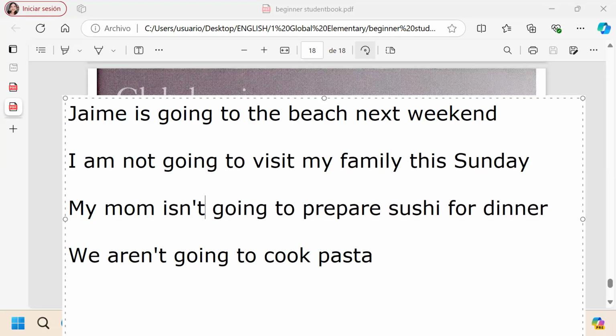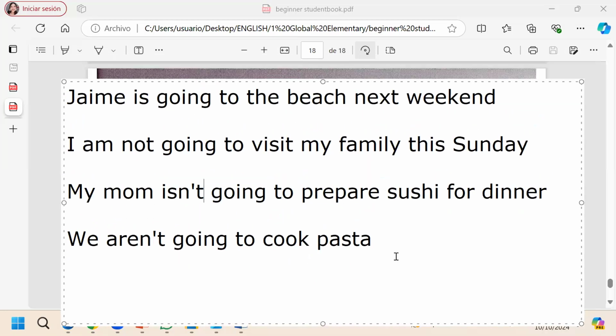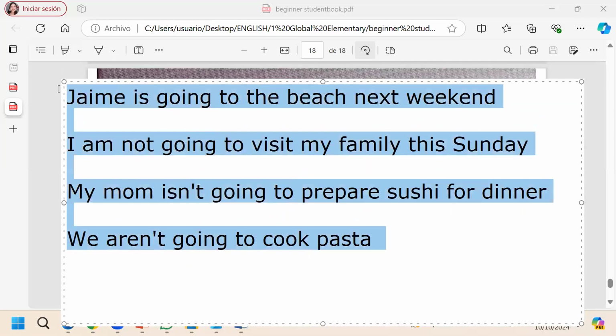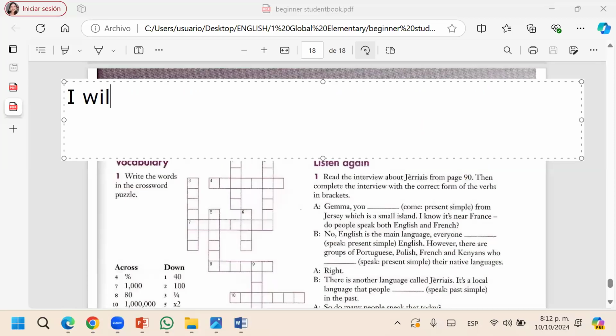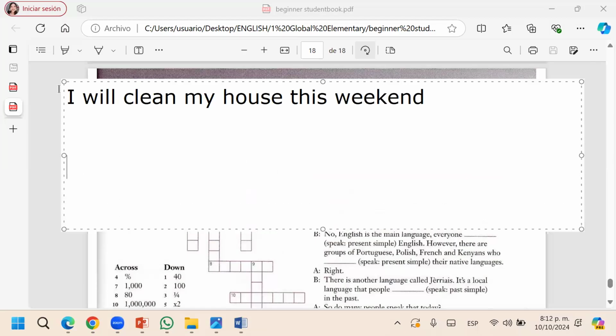Yes. You understand? Yeah. For will, we can also make positive or negative. I can say, I will clean my house this weekend. I'll clean my house this weekend. And in negative, how can I say it in the negative form?